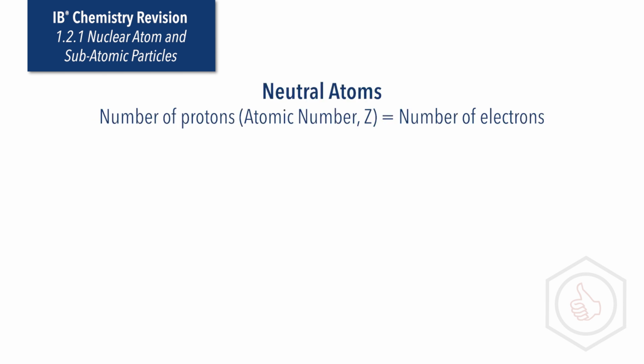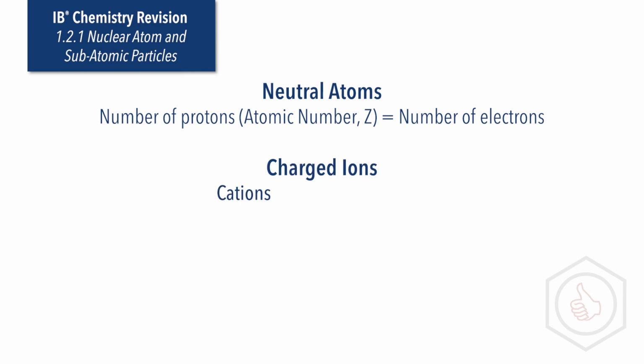The number of electrons will be the same as the number of protons in a neutral atom, so the atomic number will be the same as the number of electrons. However, the number of protons is always fixed for an atom, it can't change, but the number of electrons can. Atoms can lose or gain electrons to become charged ions.